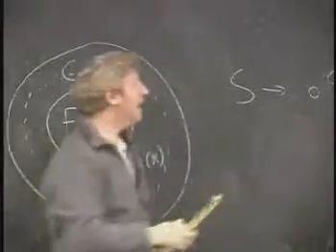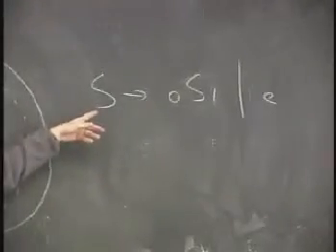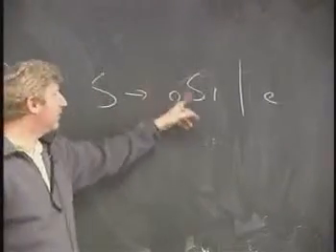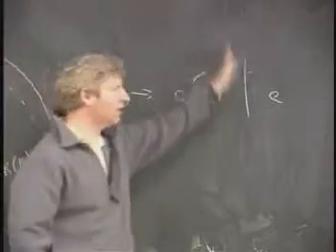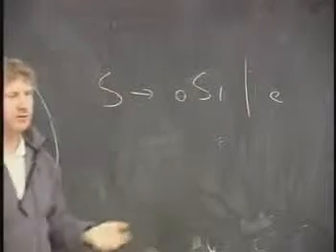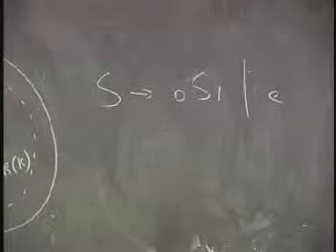This funny vertical line just saves me space. Instead of me saying S produces 0S1 and then writing again S produces the empty string, I just make a vertical line to show that it can produce one or the other. Okay, it's just a shorthand. And you'll see those vertical lines a lot. So here's a grammar. It has two productions.